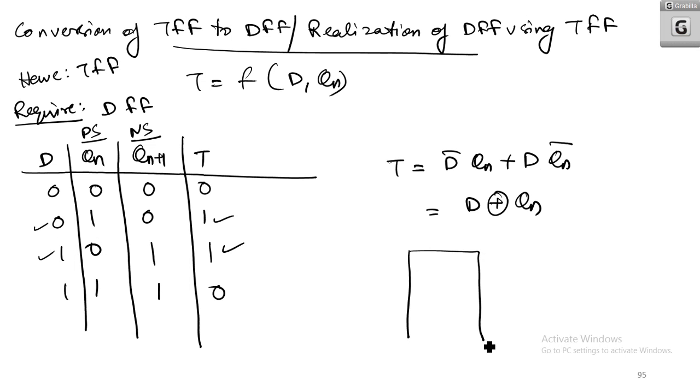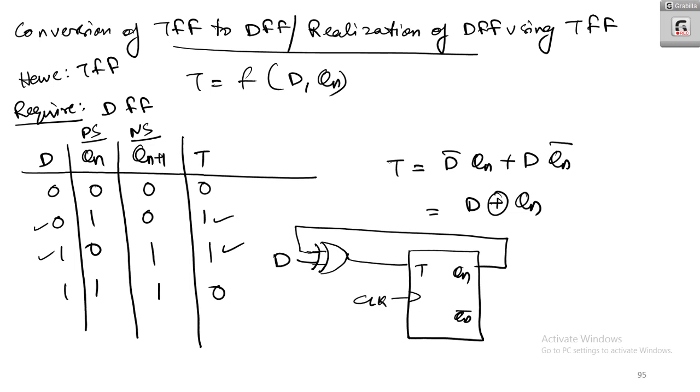Therefore, how to draw the circuit? You have a T flip-flop, there is a clock there, D is the input, Qn bar, and you can have the XOR gate. Now I have realized a D flip-flop using a T flip-flop.